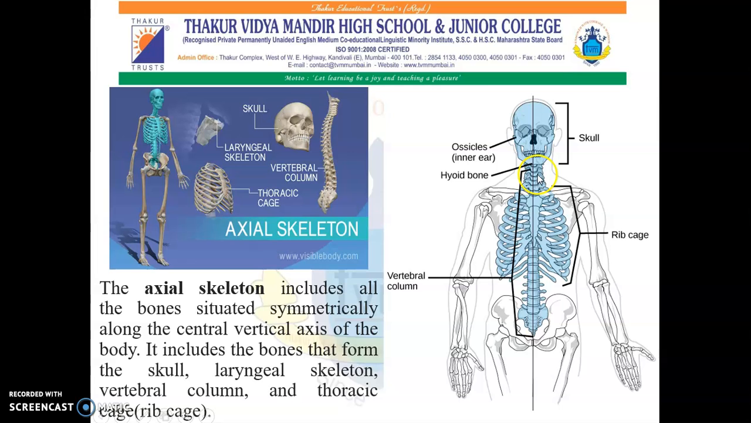For example, skull. Skull is divided into two parts. It is situated symmetrically. Half part is lying on the left side of the vertical axis and half part is lying on the right hand side. So skull is an axial skeleton. Similarly, the vertebral column as well as the rib cage, which is also called thoracic cage, are examples of axial skeleton. Even the laryngeal skeleton that is lying somewhere here, which connects the throat with the windpipe, is also an example of axial skeleton.